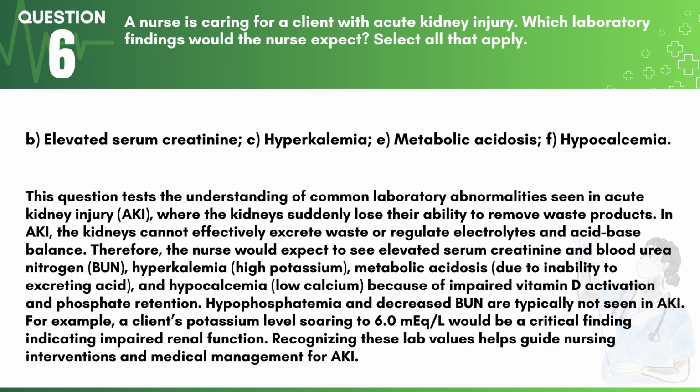Hypophosphatemia and decreased BUN are typically not seen in AKI. For example, a client's potassium level soaring to 6.0 milliequivalents per liter would be a critical finding indicating impaired renal function. Recognizing these lab values helps guide nursing interventions and medical management for AKI.